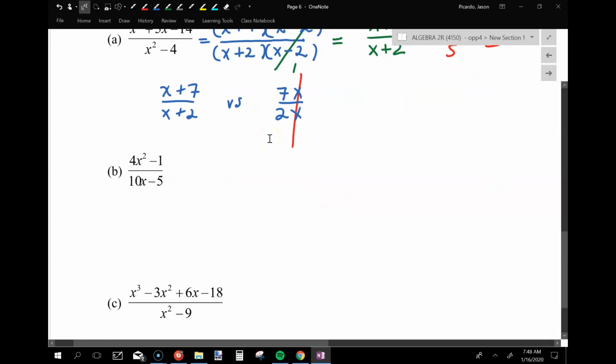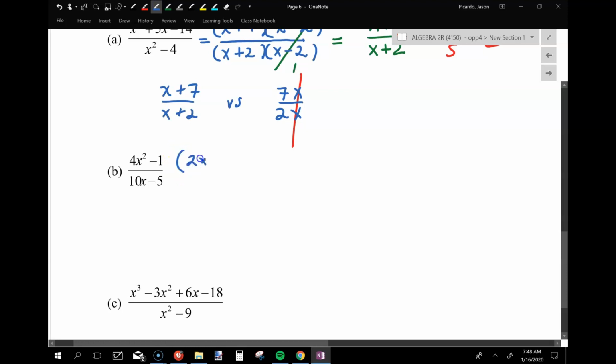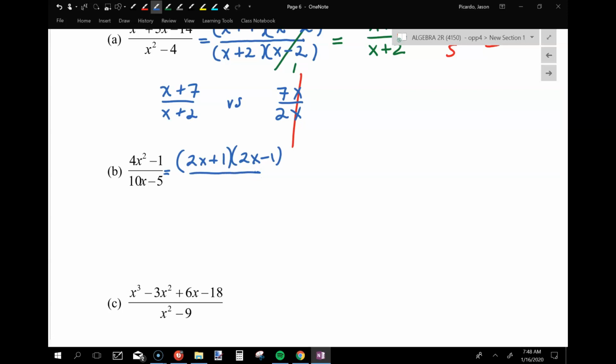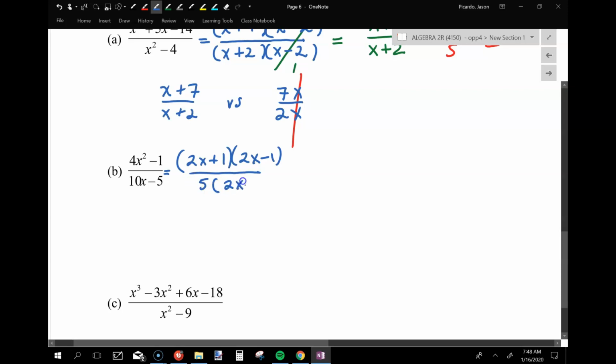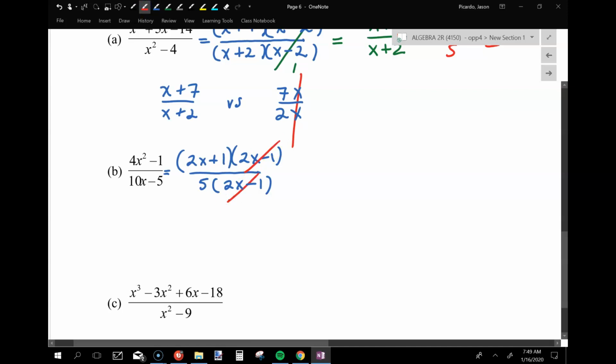4x squared minus 1. That's a DPS, difference of perfect squares. 2x plus 1, 2x minus 1. What about the denominator? What can I take out of the denominator? A 5. And what does that leave? 2x minus 1. Any factors common to the numerator and denominator? What's left? 2x plus 1 over 5. Done.